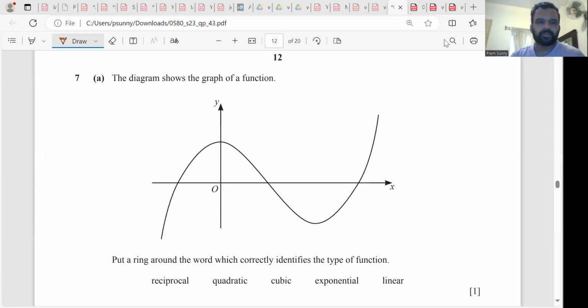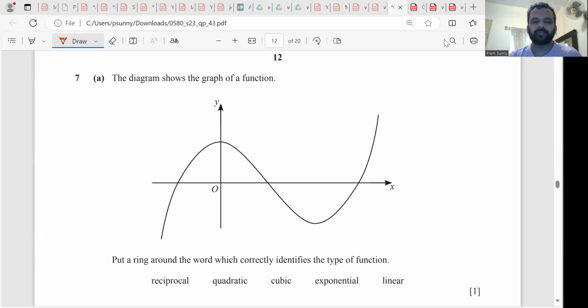Hi, welcome back. So we will be continuing with May-June 2023, variant 4.3, starting with question number 7 here. The diagram shows the graph of a function. So this is the graph, and put a ring around the word which correctly identifies the type of function.